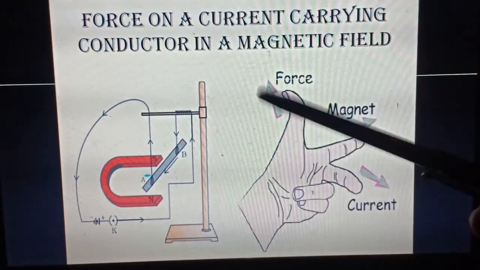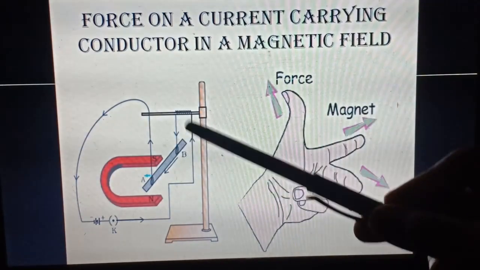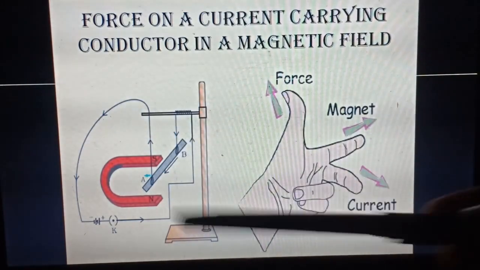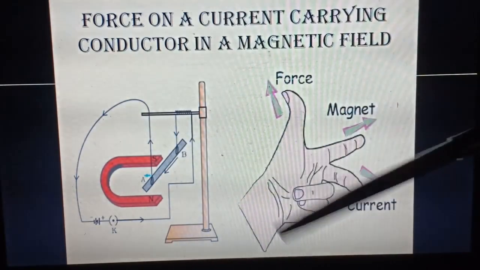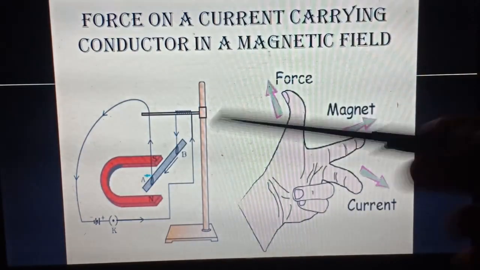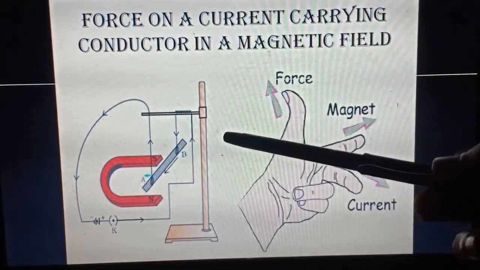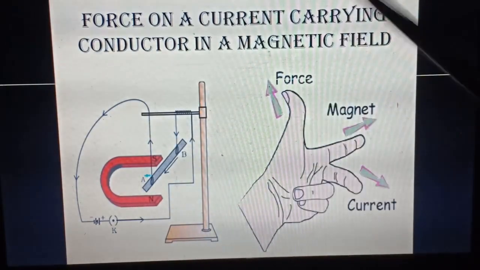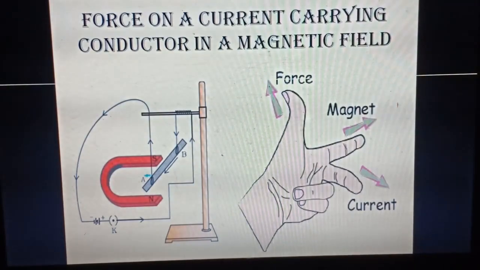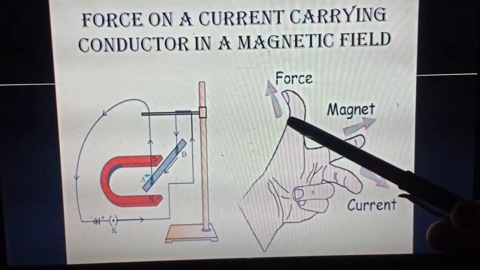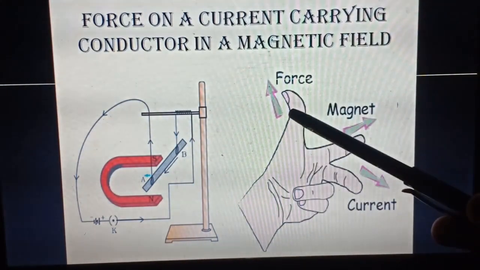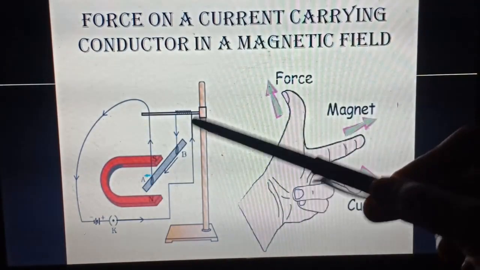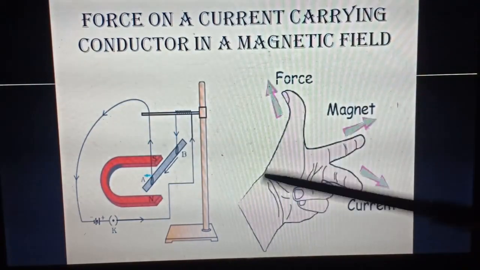So it's for sure that whenever a current carrying conductor is placed in a magnetic field, a force is applied on it. Whenever a current carrying conductor is placed in a magnetic field, it experiences a force. Now as we know that force is a vector quantity, it needs a magnitude as well as direction. So as it is moving, in which direction will the force be experienced?